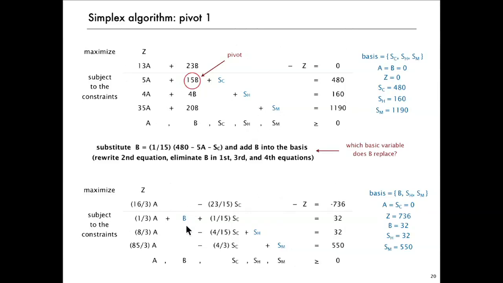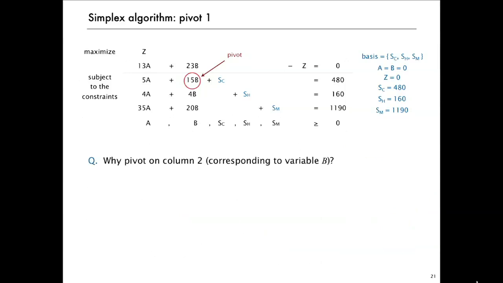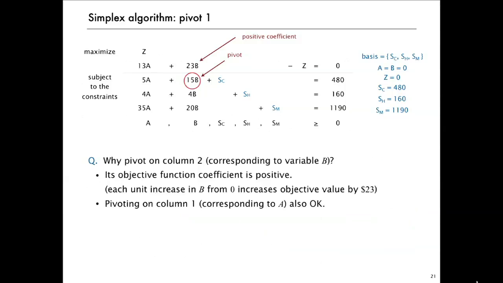Pick a variable, substitute into the other equations, put it into the basis, and make the other entries in its column 0. So why choose that particular variable? Well, you look at the objective function, and its coefficient is positive. So if b is sitting at 0, if we increase it to some positive number, we're going to increase our objective function. So as long as the coefficient in the objective function is positive, that tells us the column. We could also do it on A in this case.